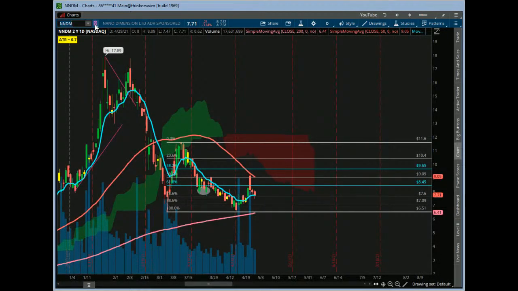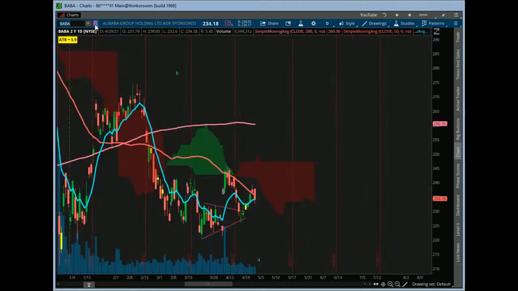NNDM, let's take a look. So NNDM, just kind of doing its thing right here, curling around. We got the ADMA sitting on it right here. I want to take one more look at BABA. Sorry, guys. Yes, BABA's just kind of hanging in there too. But good stuff there.